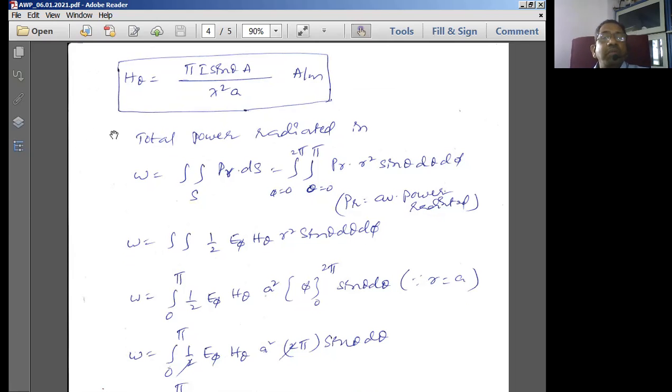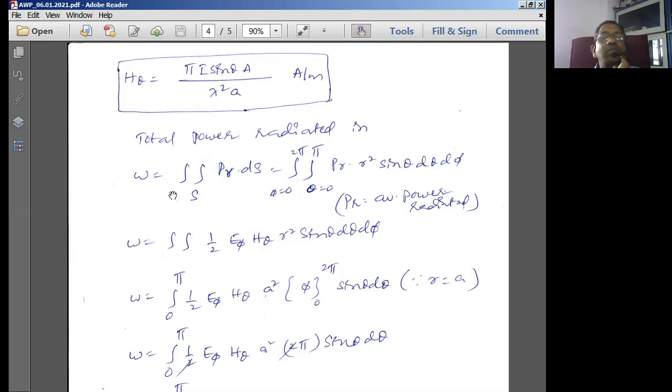So the total power radiated is equal to the surface integral of the average power radiated. If you integrate the power radiated over the entire surface, why is it a surface? Because we are going to consider the complete plane. Since we are considering the complete plane, we apply the surface integral here. Surface integral means two integrations, volume integration means three integrations, and line integration means one integration. We already know that from the basics of the EMTL subject.